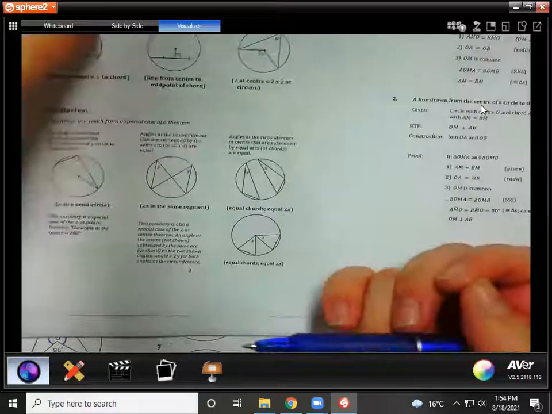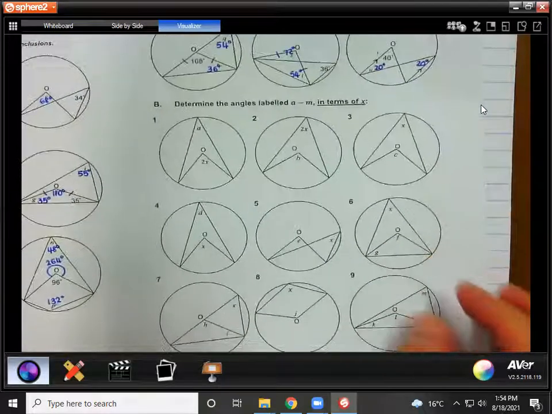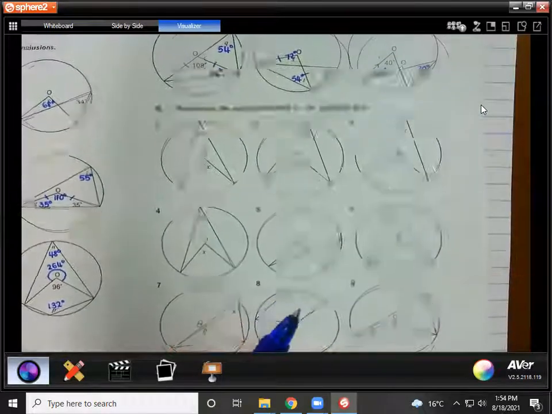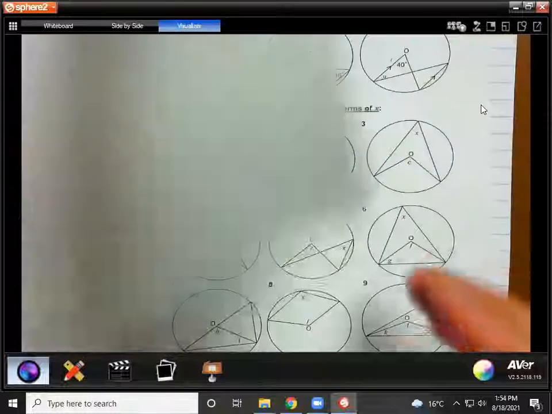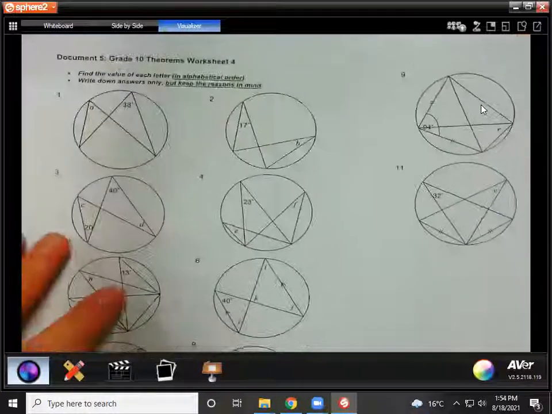Now guys, I'm not going to go through the other stuff now. I want you to do the rest of worksheet 3, which you might have already done. Here we're just working in terms of X, so your answers are going to have X's in them. And then you are going to do worksheet 4.